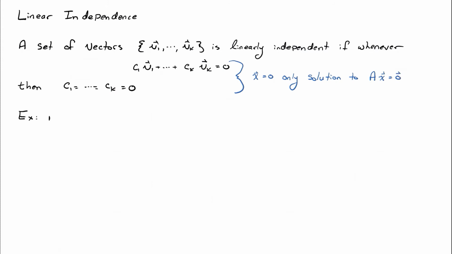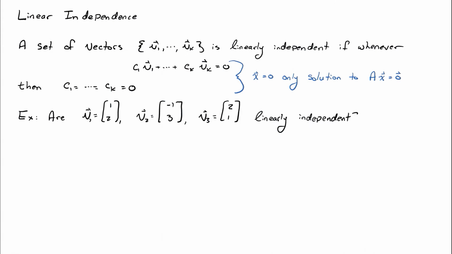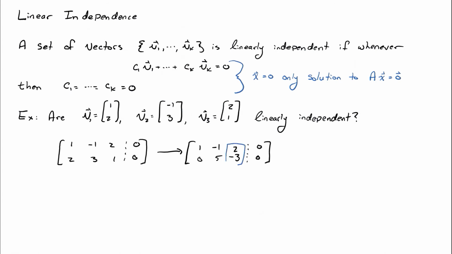Here's an example. Are the vectors v1 equals (1, 2), v2 equals (-1, 3), and v3 equals (2, 1) linearly independent? We want to know if there are non-zero scalars so that c1v1 plus c2v2 plus c3v3 equals 0. Put each column in an augmented matrix with the solution column being all zeros. Reduce. We can already see there's a free variable, so there is a non-trivial solution to this system, and these vectors are linearly dependent. In the future, we won't actually need to work this problem.